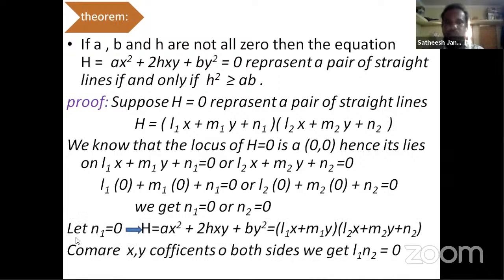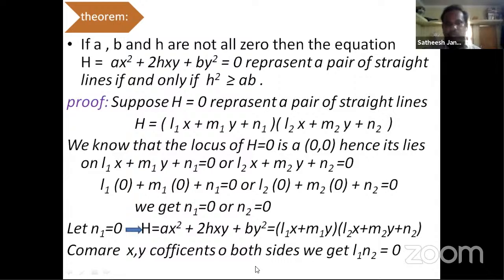Suppose N1 is 0. Substitute in the product of lines, where h is equal to ax square plus 2hxy plus by square is equal to, what is the combination here? L1x plus M1y plus N1. N1 we are already taking as 0, so that is L1x plus M1y. Remaining L2x plus M2y plus N2.